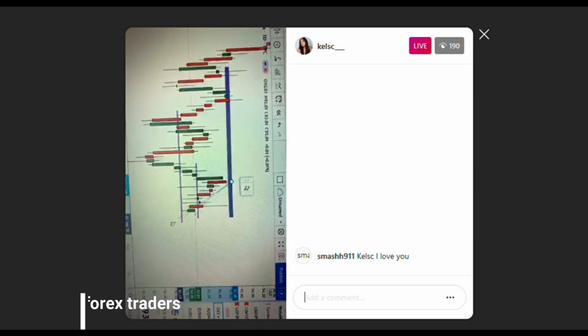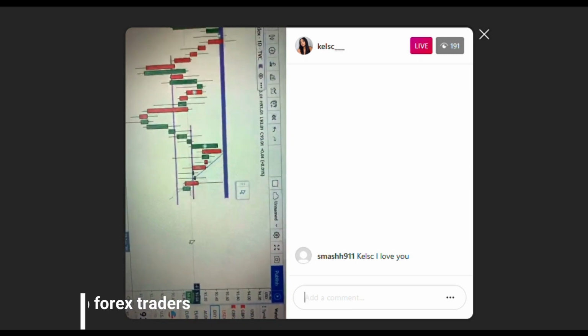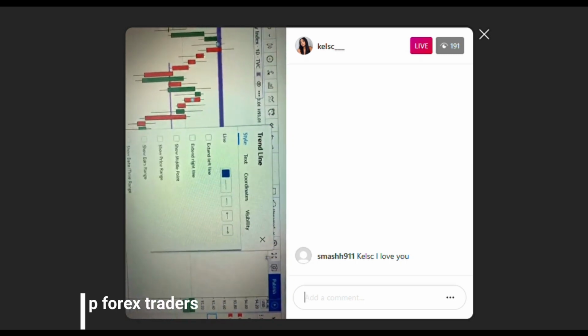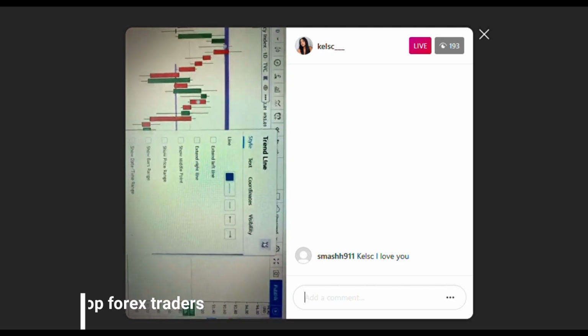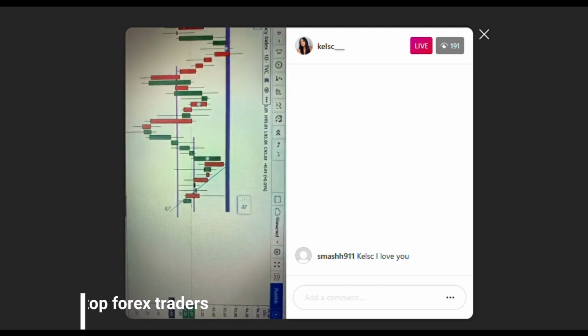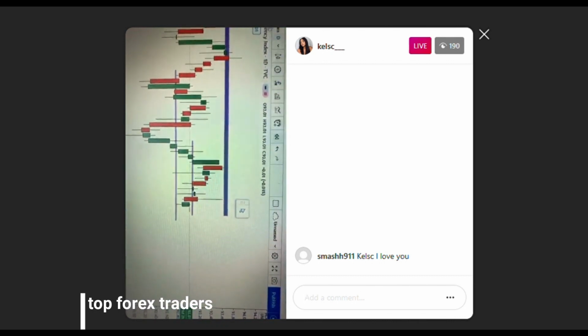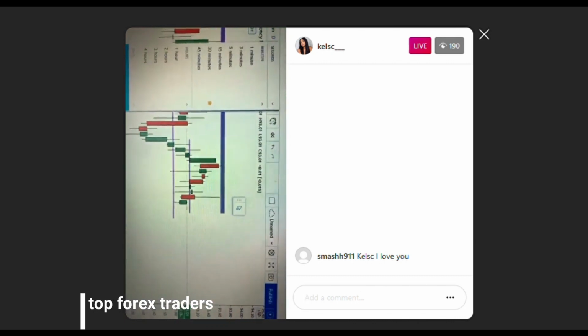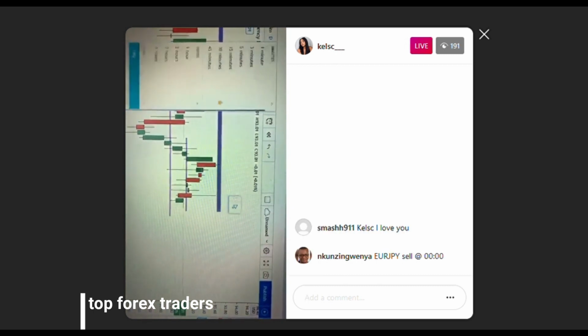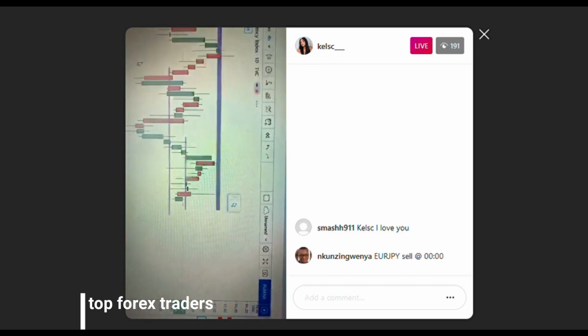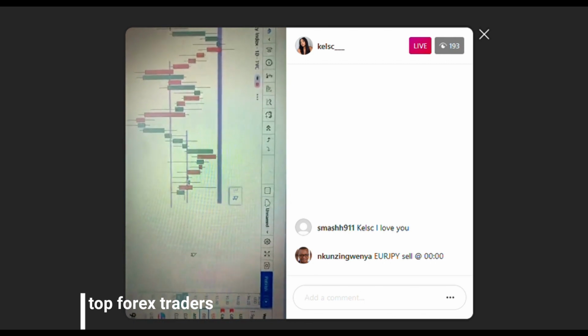Let's see. It's a very tricky one. So every time you struggle to put a trend line like this, always move to a smaller time frame, like your H4. Remember, there's not much difference between H4 and daily. The only difference is that H4 is a bit more detailed.